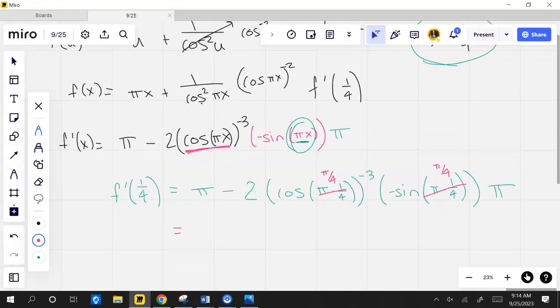Square root of 2 over 2. So here I'm going to have pi minus 2. Well, the cosine of pi over 4 is root 2 over 2 times negative root 2 over 2 times pi. Yeah, I'll stop here. I won't give you anything quite that hard.